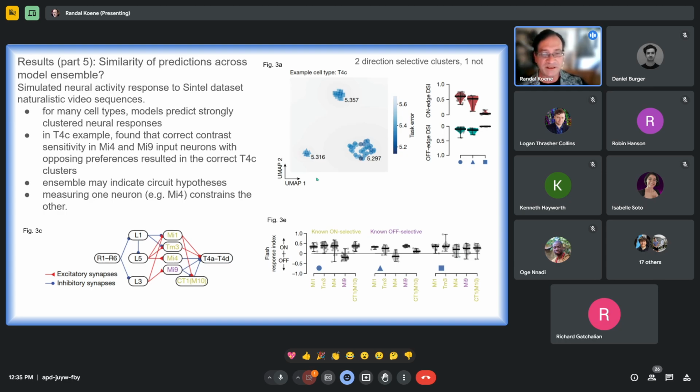The study showed that these correct predictions were found whenever the on-off selectivity was correctly predicted for MI4 and MI9 cells, both of which provide input to T4C. The corresponding on-motion detection pathway is shown in this diagram here.